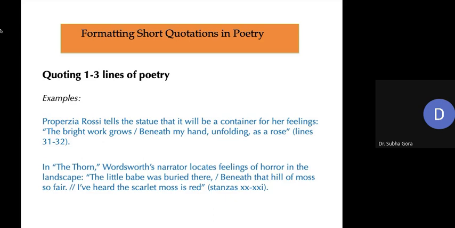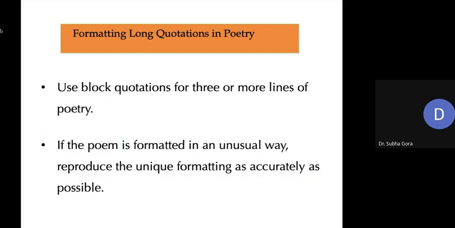All right. Then what do you do for long quotations in poetry? You simply use block quotations for two or more lines of poetry. And if the poem is formatted in an unusual way, reproduce the unique formatting as accurately as possible, because in poetry, the way it's formatted does carry special meaning while the meaning is being unraveled.